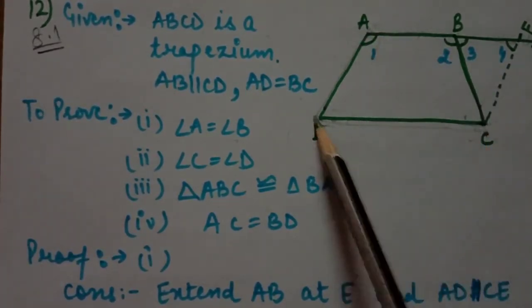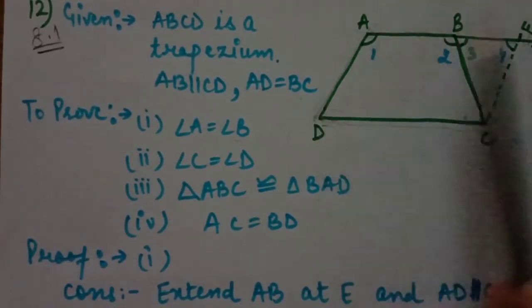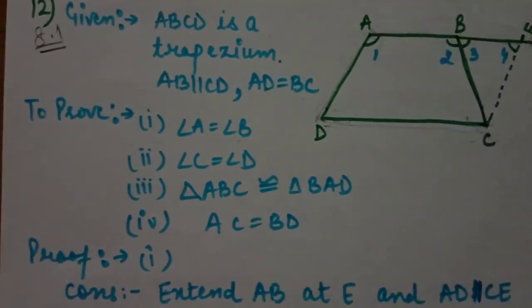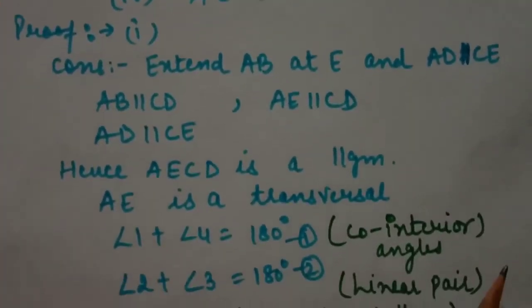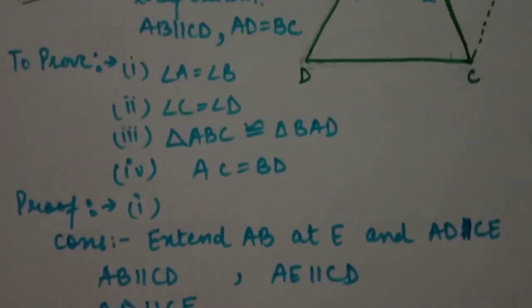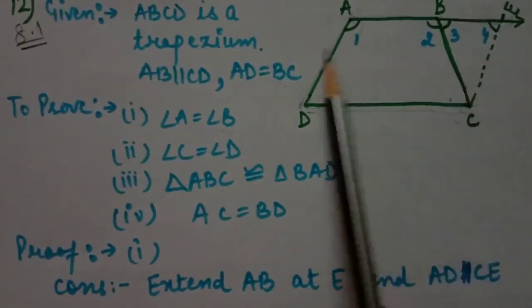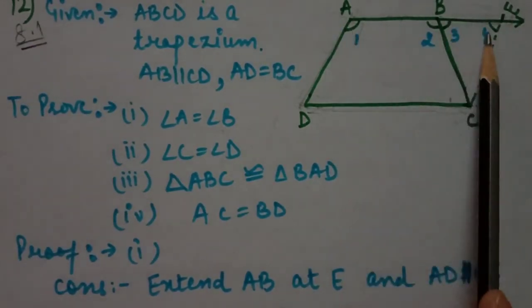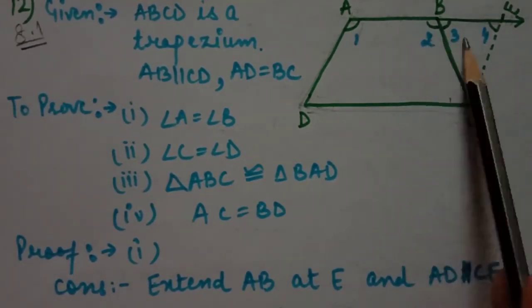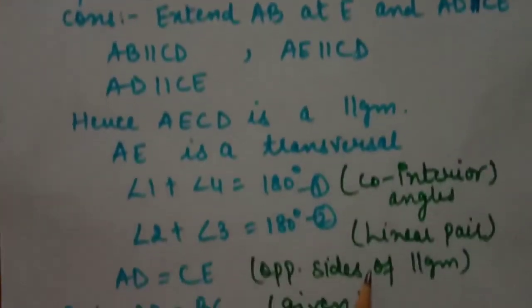If AECD is a parallelogram, then AE is a transversal line. Then angle 1 plus angle 4 is 180 degrees, co-interior angles. Angle 2 plus angle 3 is equal to 180 degrees, linear pair. Let me explain from your diagram. If these two sides are parallel, this is a transversal line, angle 1 and angle 4. The sum of these two angles is 180 degrees because they are co-interior angles. 2 plus 3 is also a linear pair, equal to 180 degrees.